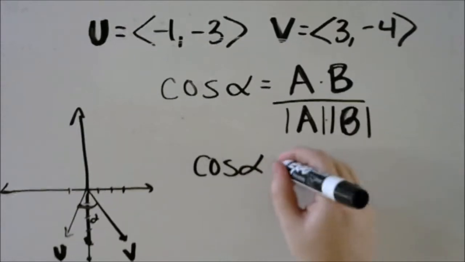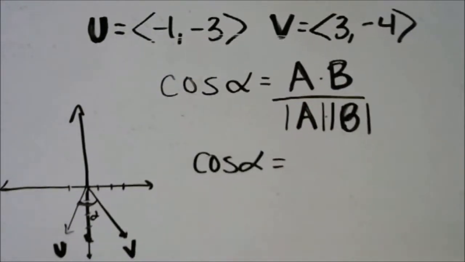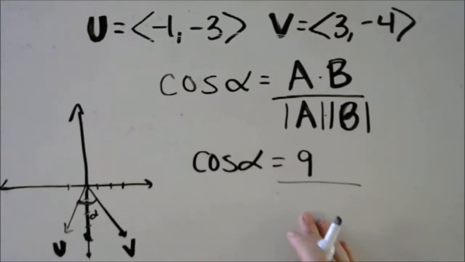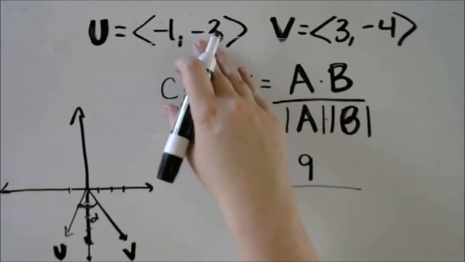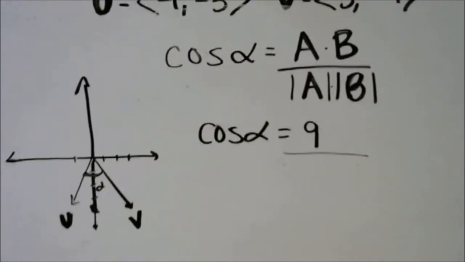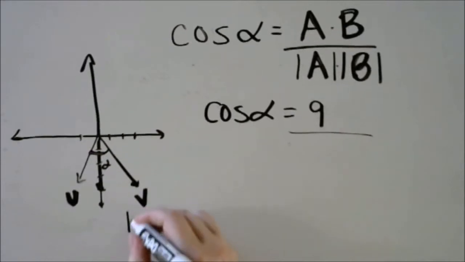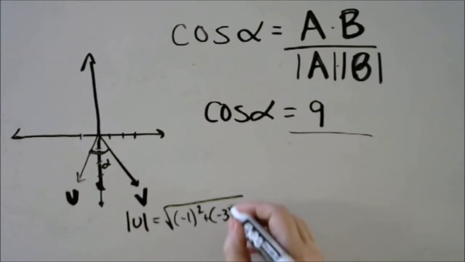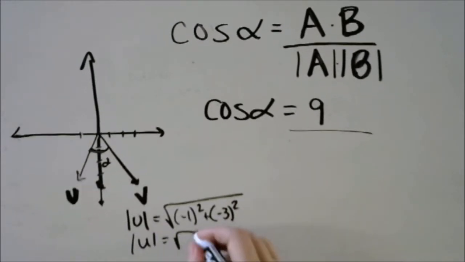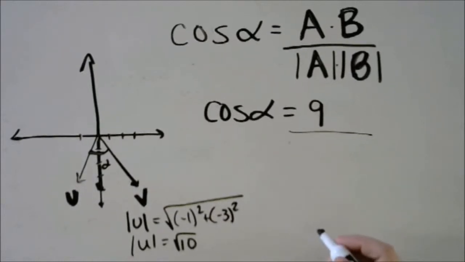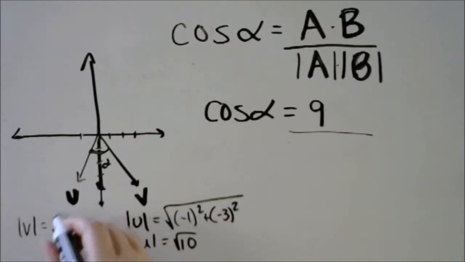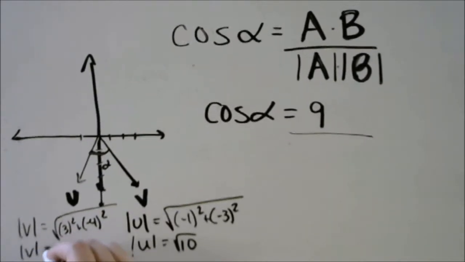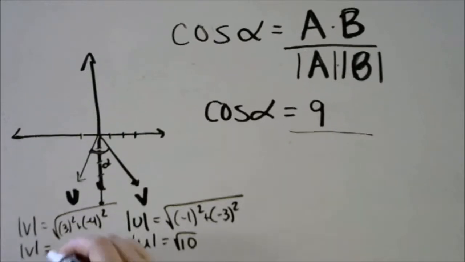Cosine alpha equals the dot product of the vectors, which we found in the last example to be 9, divided by the product of their magnitudes. So I need to find the magnitude of each vector. Let's start with the magnitude of U. The magnitude of U is equal to the square root of -1 squared plus -3 squared, which simplifies to be the square root of 10. The magnitude of V is the square root of 3 squared plus -4 squared, which simplifies to be the square root of 25, or 5.